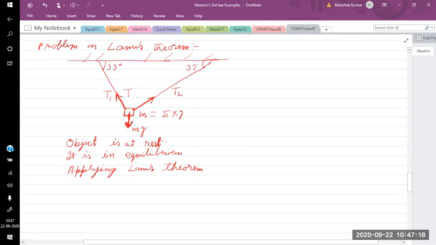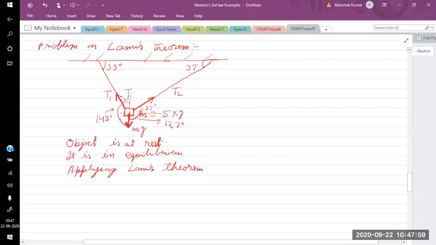And what will be the angles? If we say this is 53, then this will be 37. So this side angle will be how much? This is 53, this is 53. So 90 plus 53, this will be 143. This side angle is 143, and this side will be again, this is 37, so this is 37 up to here. So 90 plus 37, this whole angle will be 127 degrees.